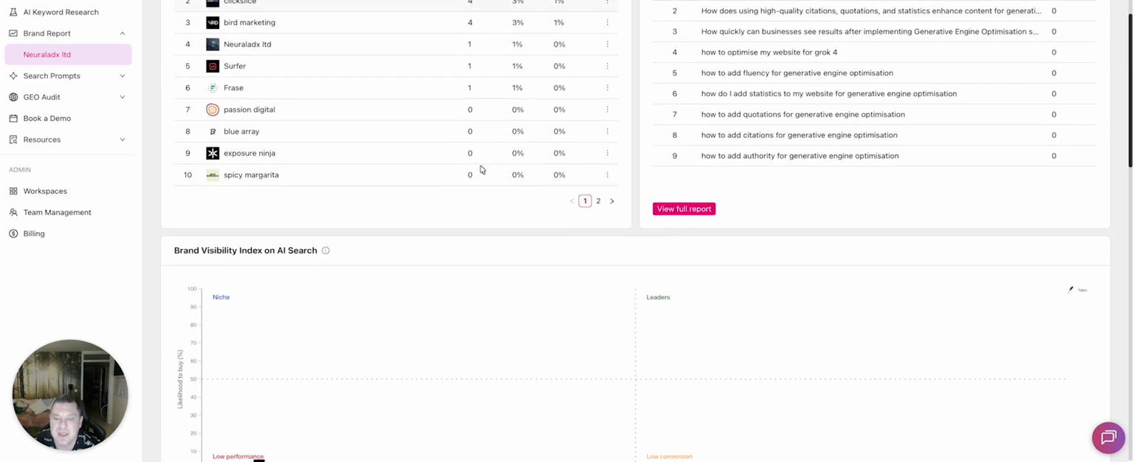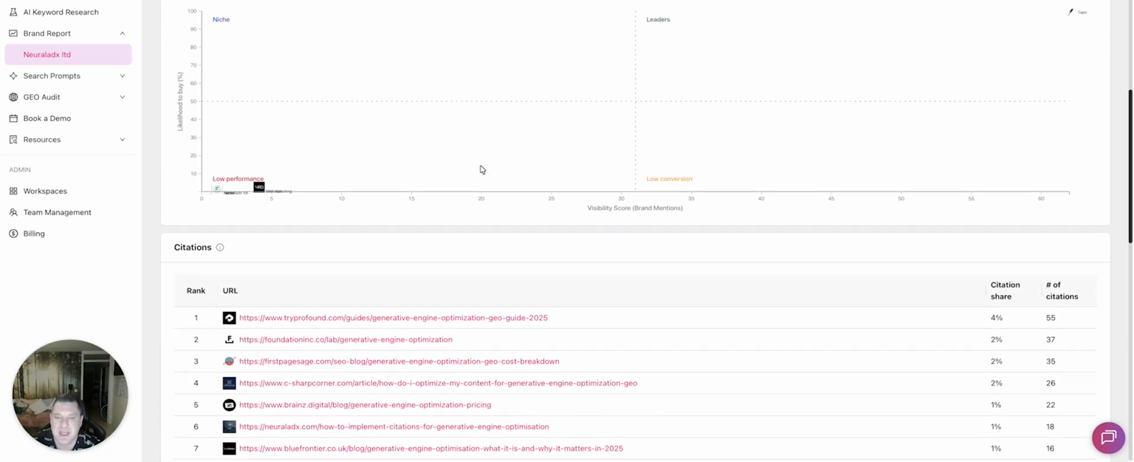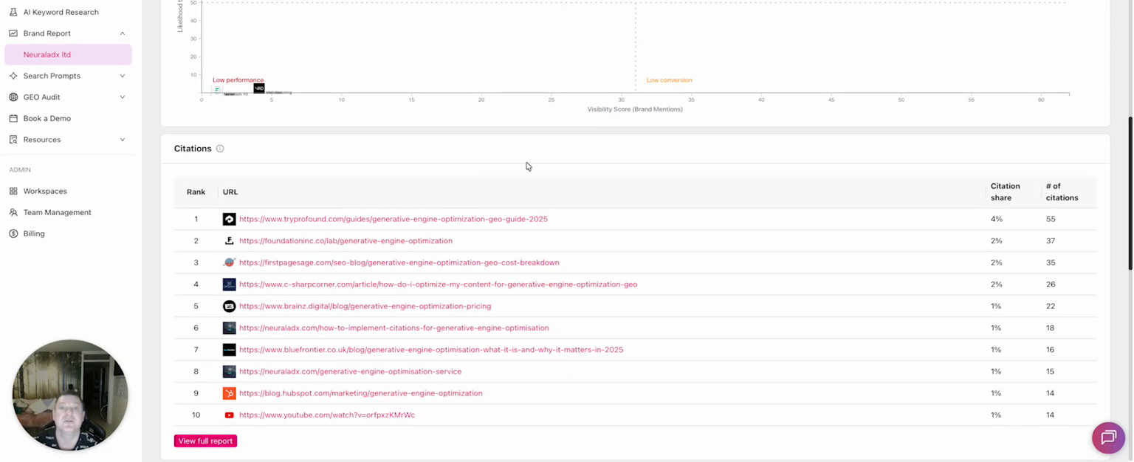Okay. Now, if we move further down, we get to the section which for me is what I see as where the rubber hits the road. And this is the citations. And this is the holy grail, if you like, of generative engine optimization. It's where the AI platform is responding to the user and providing your company's link to your website. And that's exactly what we're all looking for.